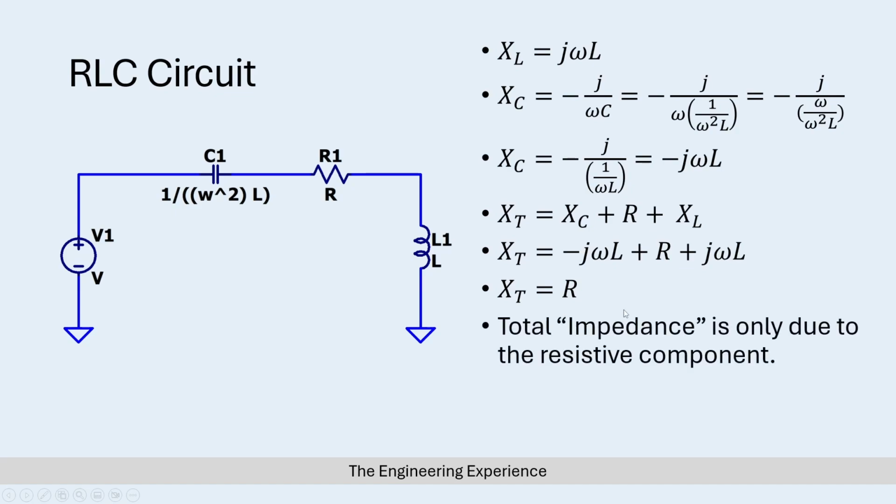So what this is telling us is that the total impedance is only due to the resistive component, and the reactive component in this circuit, by introducing the capacitor, is equal to 0.